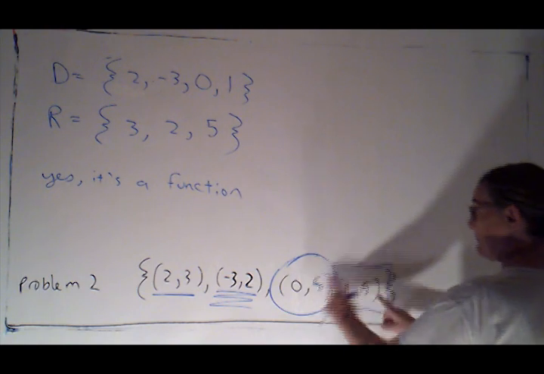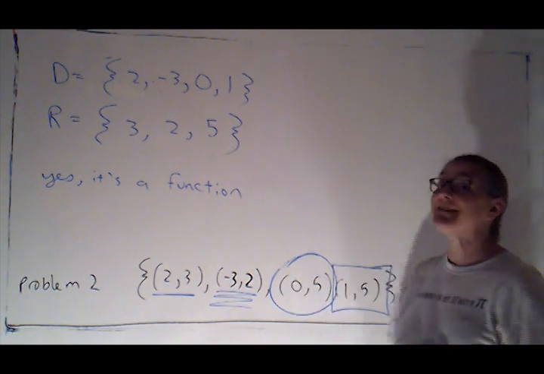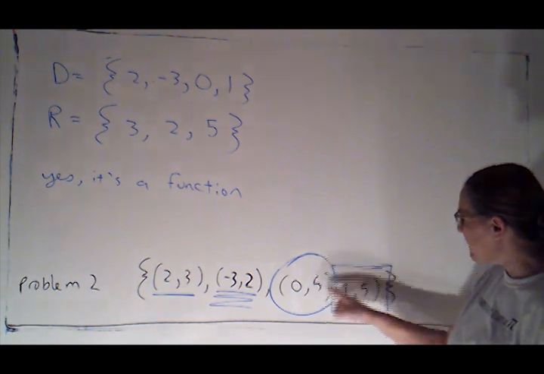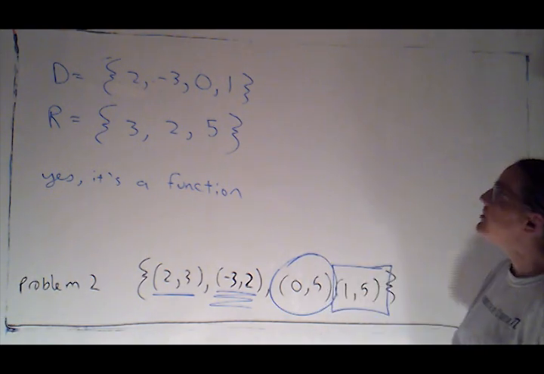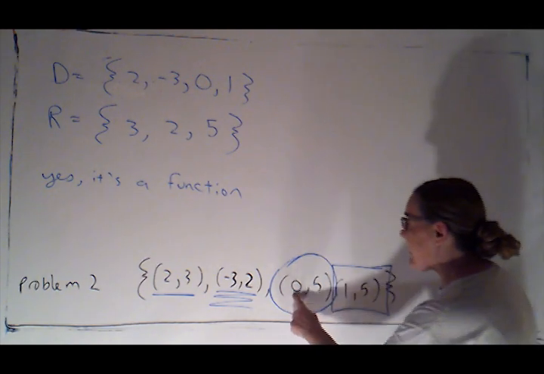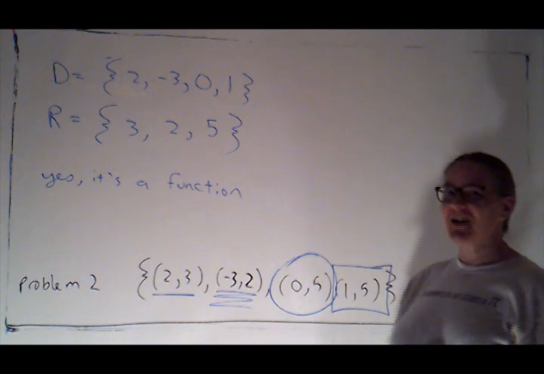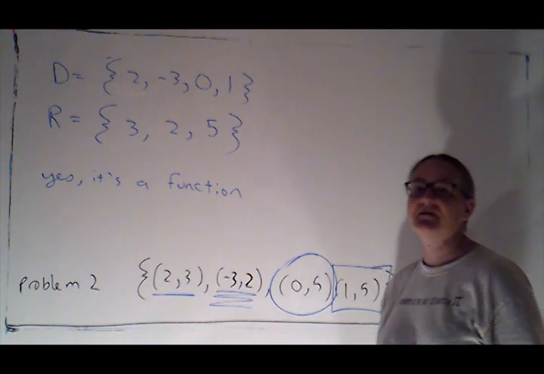Now, I happen to get out 5 for these two different inputs, but that's okay. Totally fine that my y value is repeated. This is a function because the x value is not repeated. So there's only one point with each x value, which means there's only one y associated with it.